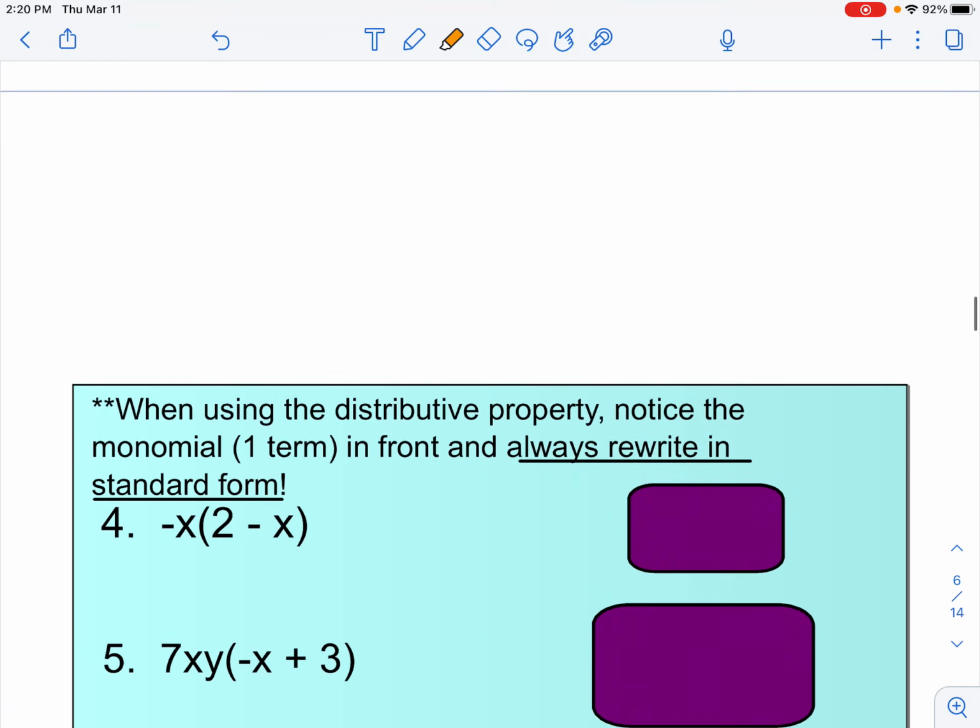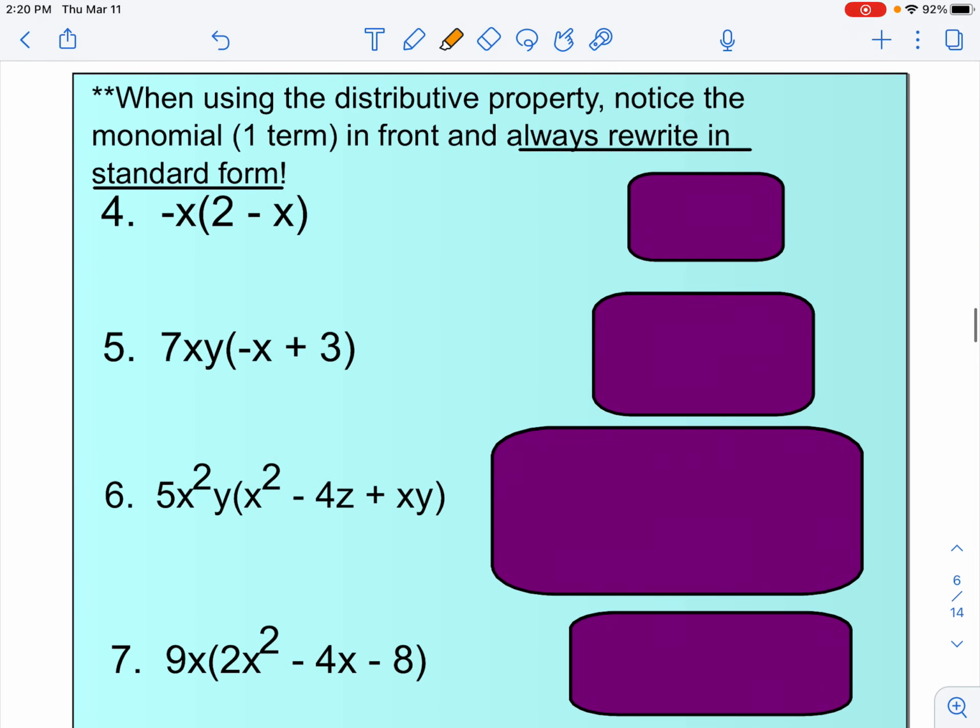All right. So here are a bunch more examples, okay? Using the distributive property with a monomial, again, one term. All of these just have one term in front, okay? Then we're multiplying it by a binomial in these first two cases or a trinomial in the second two cases. So of course it gets a little more complicated. So what I'm going to do is work through two of them with you, and then you're going to try the other two on your own.